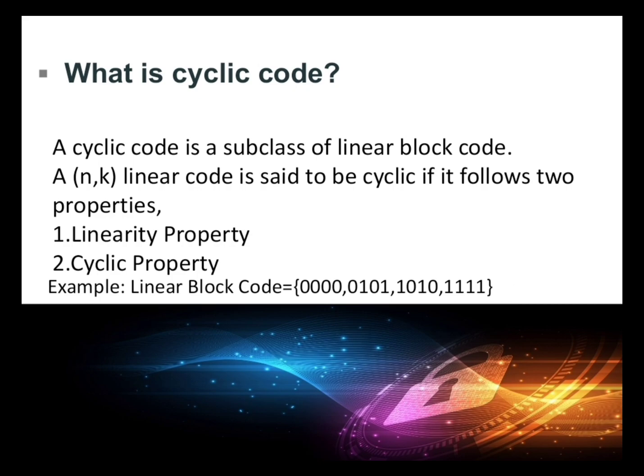A code is said to be linear code if the sum of any two code words gives another code word. So, a code word is divided into two blocks. One is k bits and another is n minus k bits, where n is the length of the code word, n minus k is the parity check bits and k is the message bits. Also, a linear block code is a linear combination of parity bits and message bits.